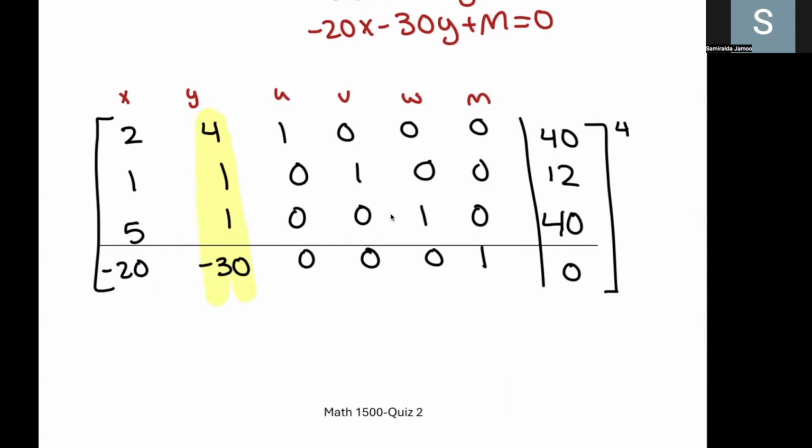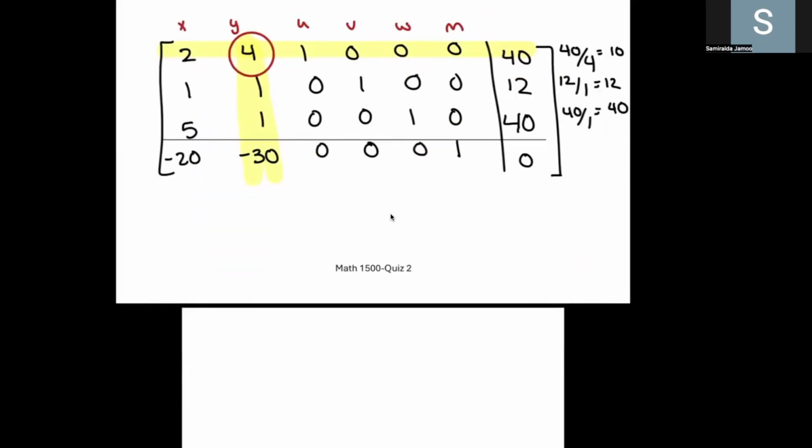So the ratio here is 40 over 4. Here it's 12 over 1, and here it's 40 over 1. This is 10, this is 12, this is 40. Smallest ratio is this 10 right here. So my pivot row would be this row, and so 4 is the element I want to pivot. So that means I want to turn that 4 into a 1 and then turn everything in that column into zeros.